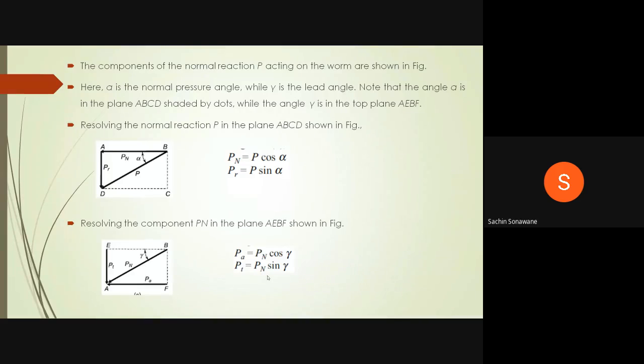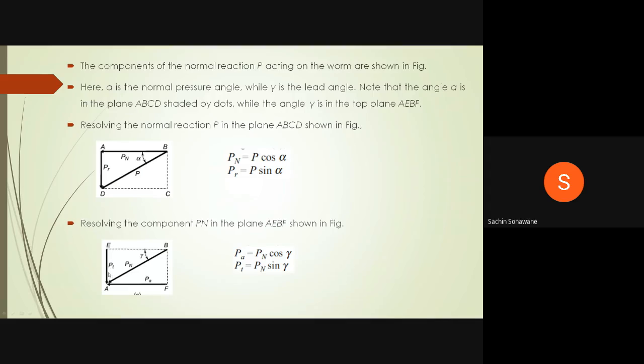Note that the angle alpha means normal pressure angle. Angle alpha is in the plane ABCD shaded by dots, while the angle gamma is in the top plane AEBF. Resolving the normal reaction P in the plane ABCD shown in figure, we can write from this rectangle ABCD, Pn is equal to P cos alpha, PR is equal to P sin alpha. Resolving the component Pn in the plane AEBF as shown in figure.